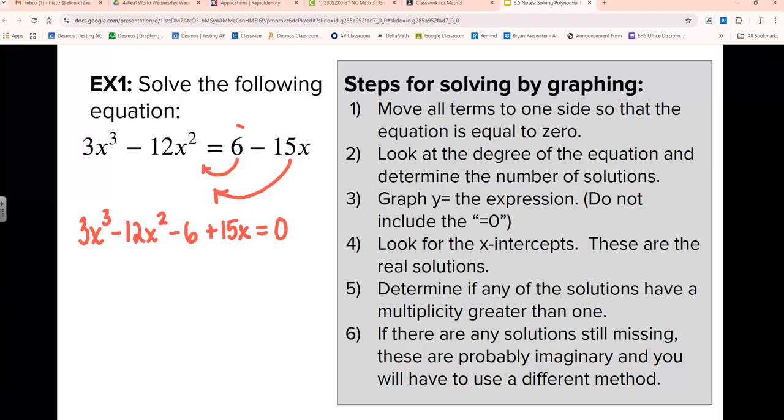Then, this is not so much something you do, but just something you want to think about. Number 2 says, look at the degree of the equation and determine the number of solutions. So I'm looking for my highest exponent. Right here it is 3. So I'm making a mental note that I should have 3 solutions. All right, so I need 3 solutions.